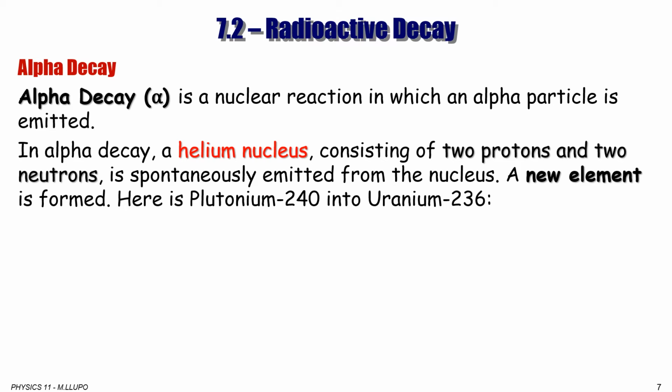Alpha decay is a nuclear reaction in which an alpha particle is emitted. In alpha decay, a helium nucleus consisting of 2 protons and 2 neutrons is spontaneously emitted from the nucleus. A new element is formed. Here is plutonium-240 that undergoes alpha decay, and a new element is formed: uranium-236. So the nuclear reaction of this alpha decay is plutonium-240 undergoes alpha decay, uranium-236 is formed, and an alpha particle is emitted.